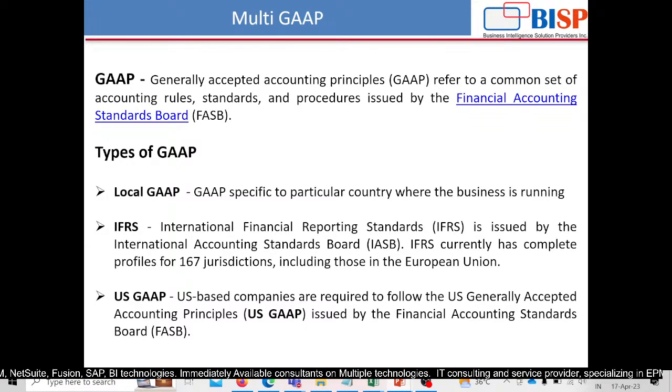Next, we have US GAAP. So US based companies are required to follow the US generally accepted accounting principles, which are issued by the Financial Accounting Standards Board.